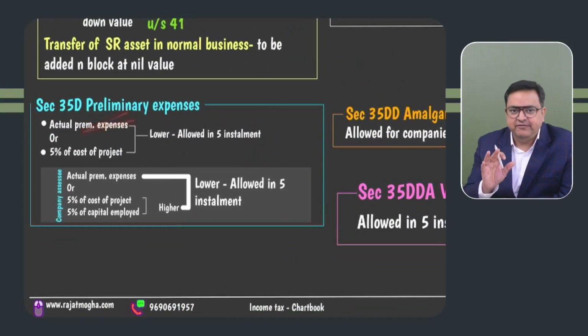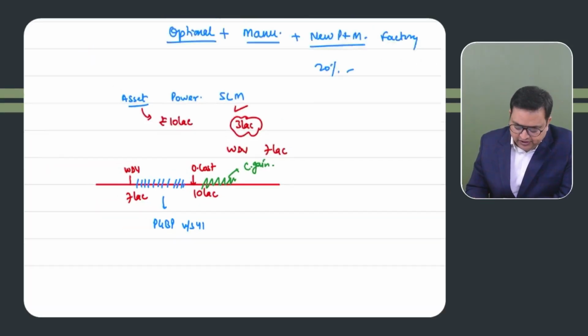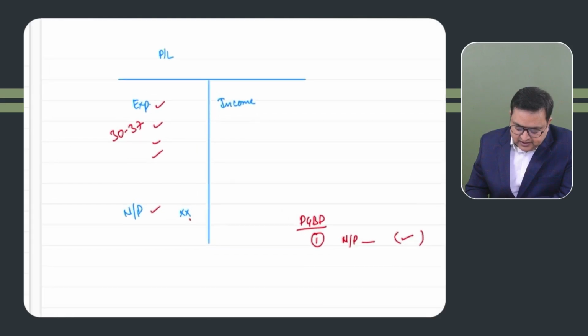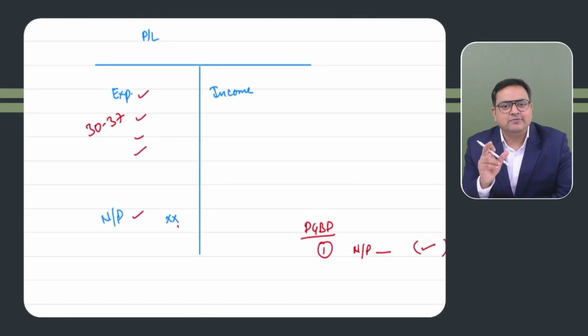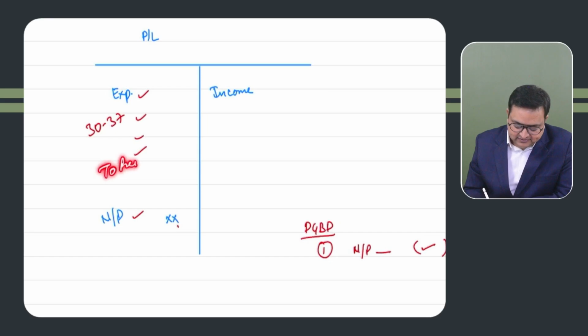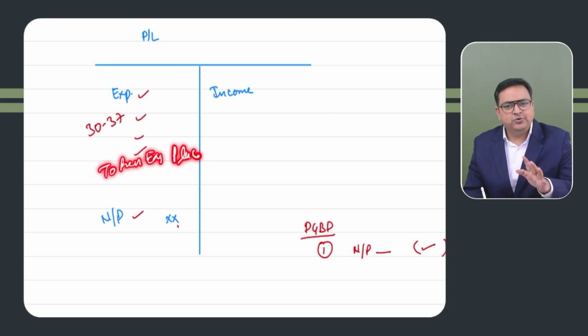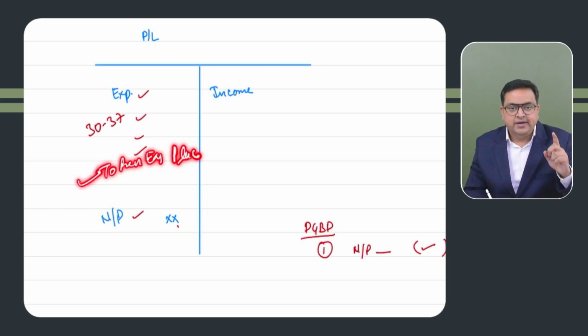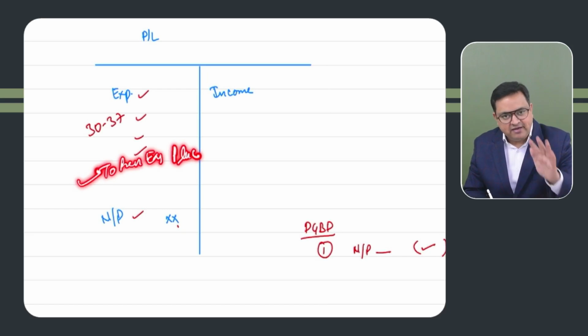Preliminary expenses are very, very important, and a very minor point is that, majorly in your total income question, you will be getting preliminary expenses. Preliminary expenses are allowed. Let's say it is 1 lakh. So what will students do? They say, sir, we know that preliminary expenses are allowed. Okay, it is allowed, but in 5 equal installments. So please don't make this mistake. Preliminary expenses are allowed, but in 5 equal installments.